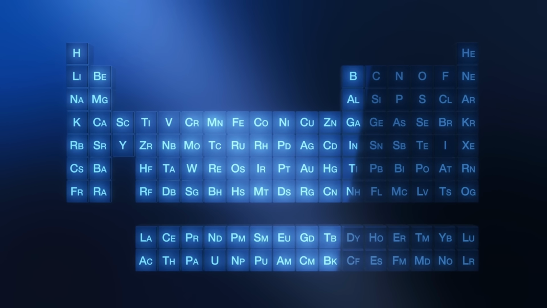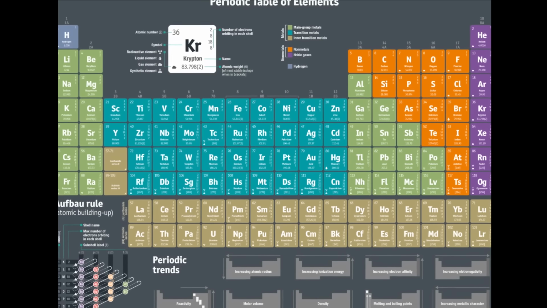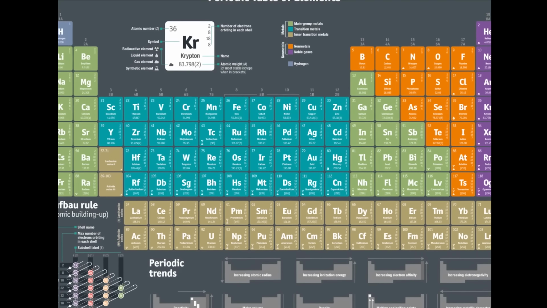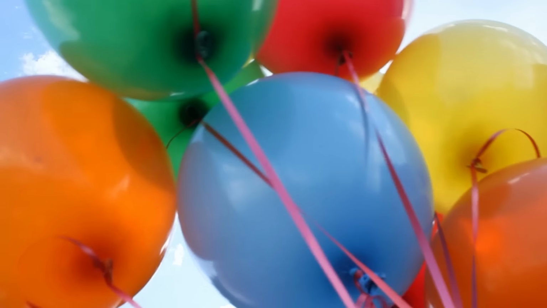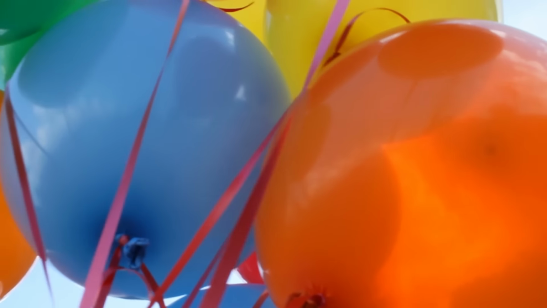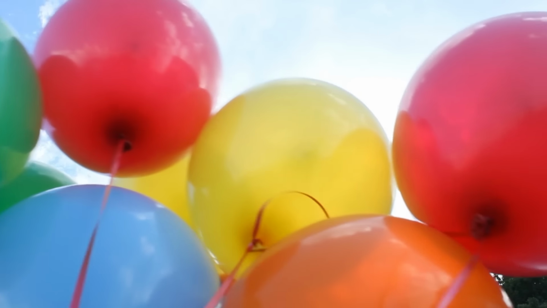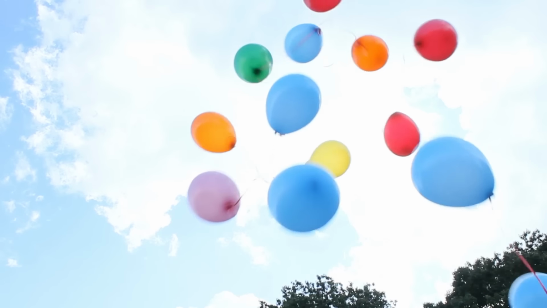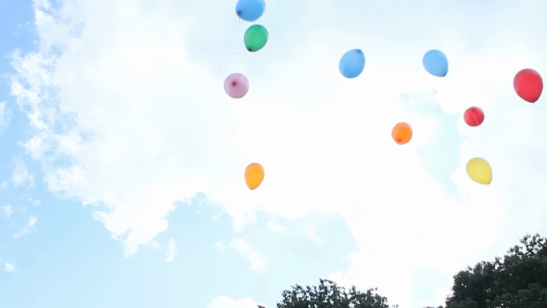When we group them like this, the elements in the same group or column have similar chemical and physical properties due to their shared valence electron configuration. For example, the noble gases, which have a full outer shell, are all located in the far right column of the table, and they're unreactive. These are gases like helium and neon and so on.